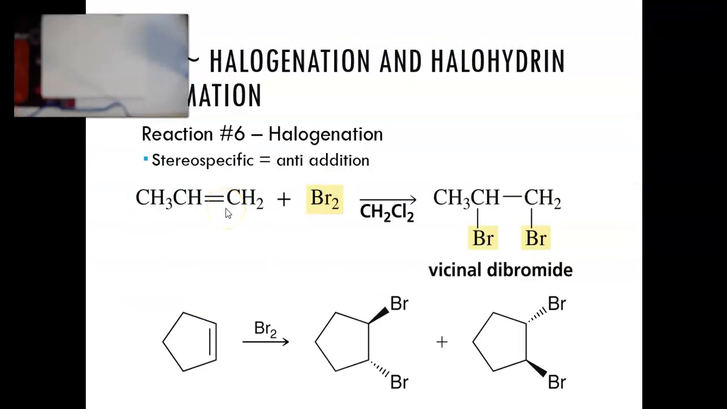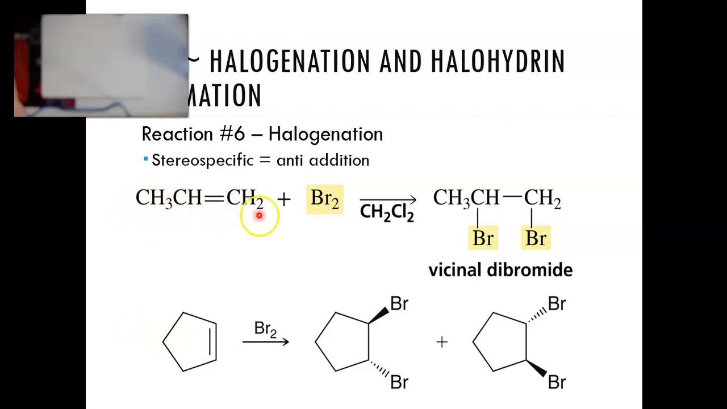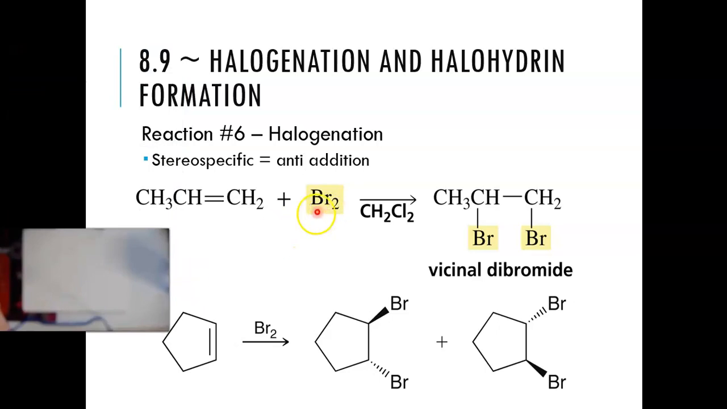So we're going to start with reaction number 6. Again, we're starting with our alkene. This is our alkene chapter. So here's our alkene. And this is what we call a halogenation reaction. So we're reacting it with our halogen here.